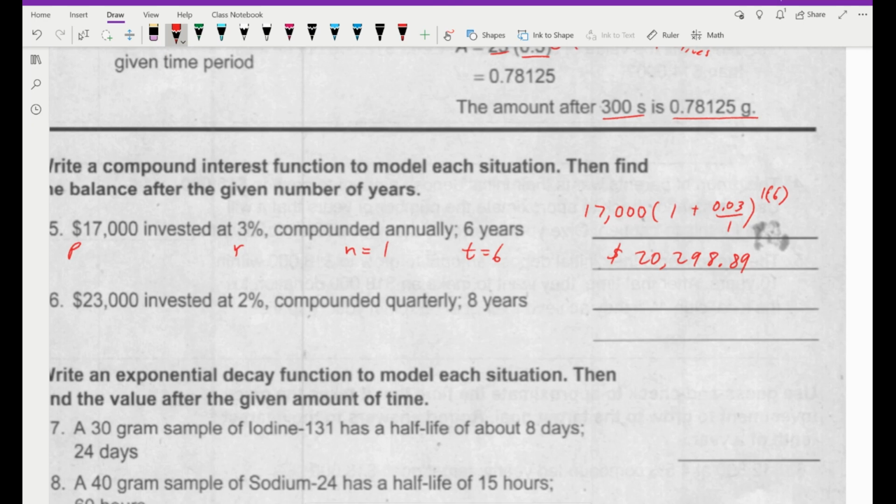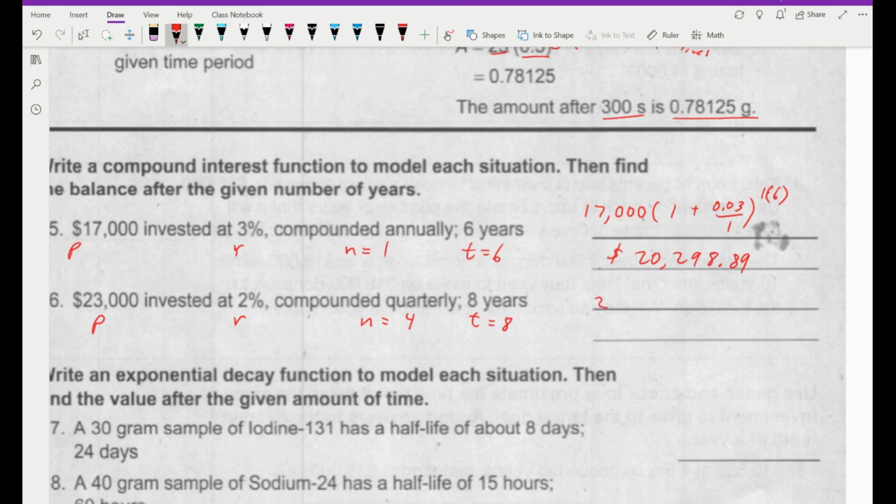Now we're going to do $23,000 invested at 2%. So here's our starting principal, the interest rate. Compounded quarterly means we're going to do it how many times a year? Well, n is going to be 4. And of course, t here is going to be 8 years.